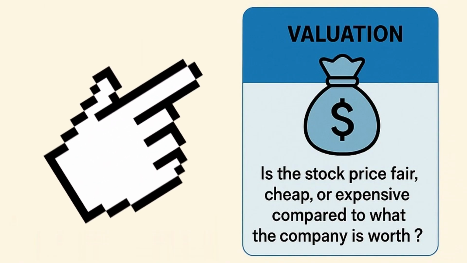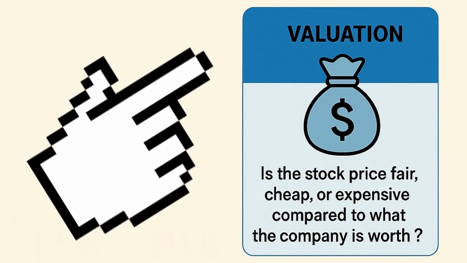Second, we need to check the valuation. This means, is the stock price fair or is it too expensive? One easy tool to check is the price-earnings ratio. For Adobe, for example, the price-earnings ratio is about 40. This means investors pay $40 for every $1 of profit Adobe makes. A high number usually means people expect big growth, but it also means you are paying more. So, valuation is like shopping. You don't just want to buy a strong product, but you also want a fair price.